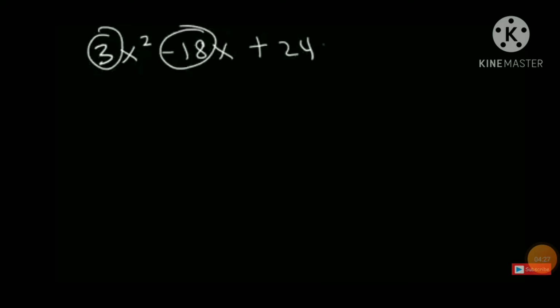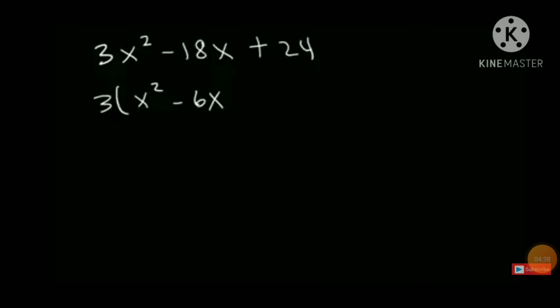Now let's try another similar example. Let's factor 3x squared minus 18x plus 24. So feel free to pause the video if you want to try it. Notice that all of the coefficients are divisible by 3. So we're going to take out the GCF, which is 3. 3x squared divided by 3 is x squared. Negative 18x divided by 3 is negative 6x. 24 divided by 3 is 8. So now we need to factor this trinomial on the inside of the parentheses.